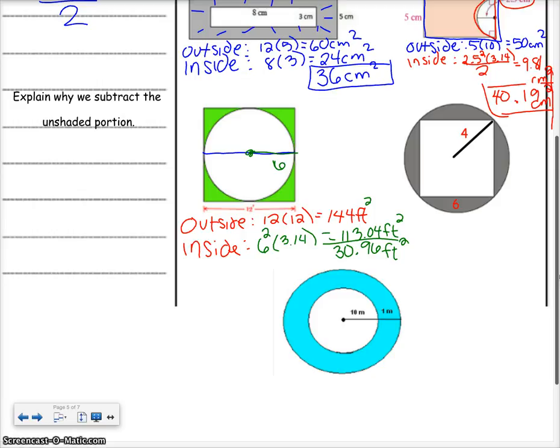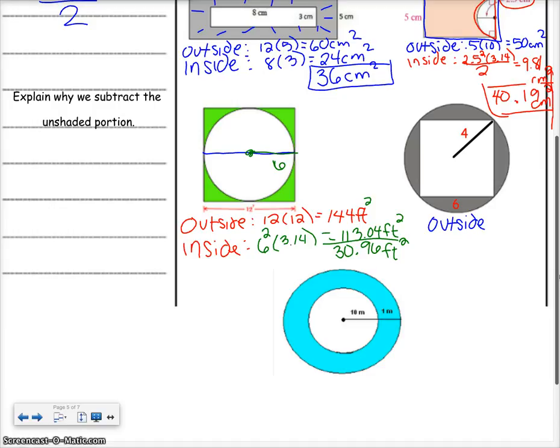Okay? Again, all I'm looking for is that I can identify what that outside shape is and that I know how to apply the area of a circle formula. So what's my outside shape on this next one? What's the outside shape? Circle. So it's a circle.